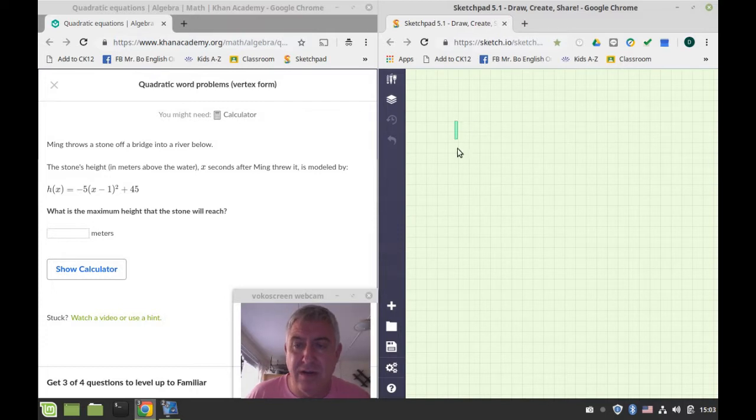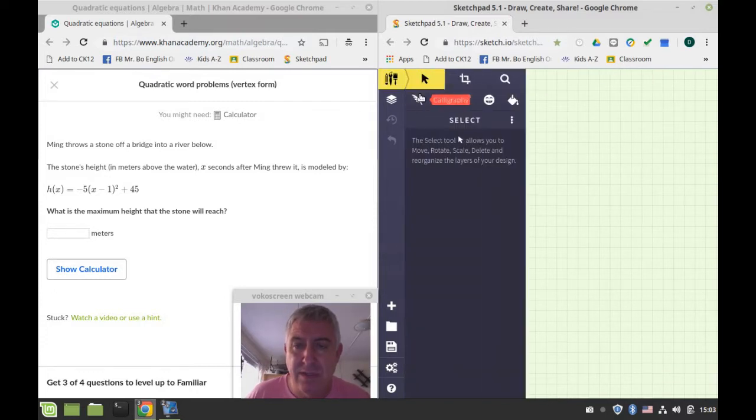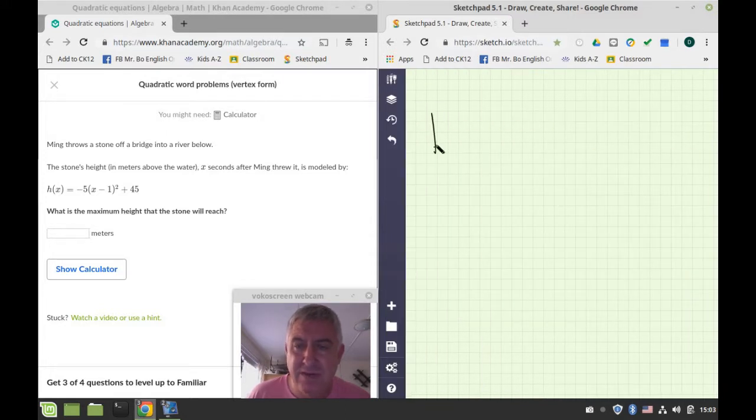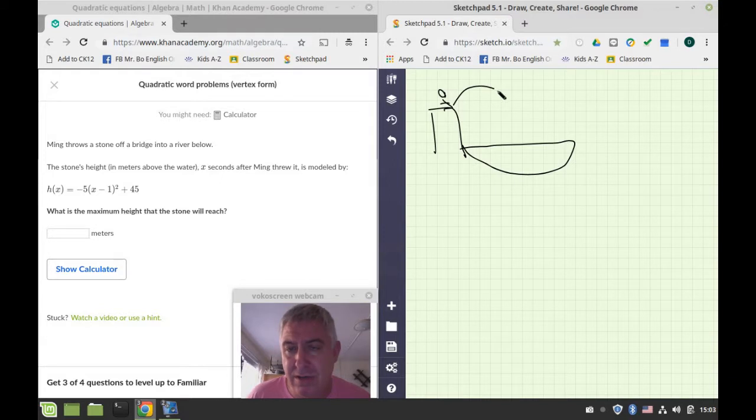If we're over here, I've got a little bridge, and then we've got a lake, and we've got Ming up here, and Ming is going to throw a rock off, and that rock is going to land. And when it lands, what is the height? The height when it lands here is 0. We have another height, the initial height here, which is going to be our y-intercept.